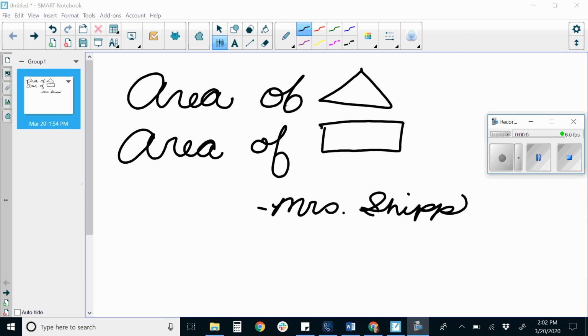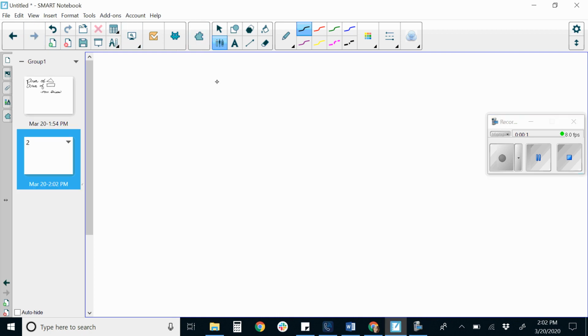Hey, this is Miss Schiff, and we are going to be working on area of a triangle and area of a rectangle. We're going to start with what I think is the easier of the two. We're going to look at area of a rectangle.